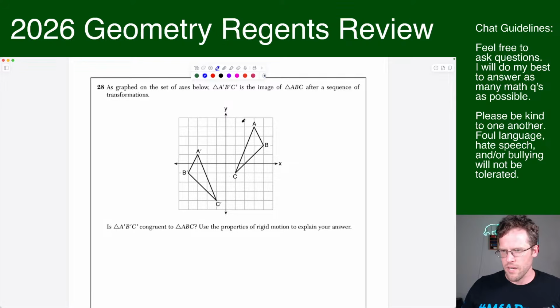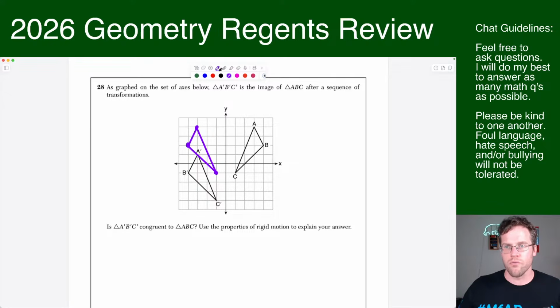So here it looks like reflection first. Let's say I go over 1, then over 1, 2, 3, 1, 2, 3, and then over 1, 2, 3, 4, 1, 2, 3, 4. And that brings me here. If I connect all this, this would be a reflection over the y-axis.